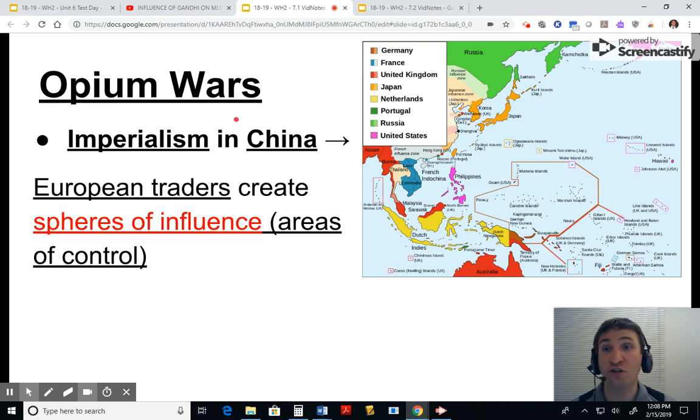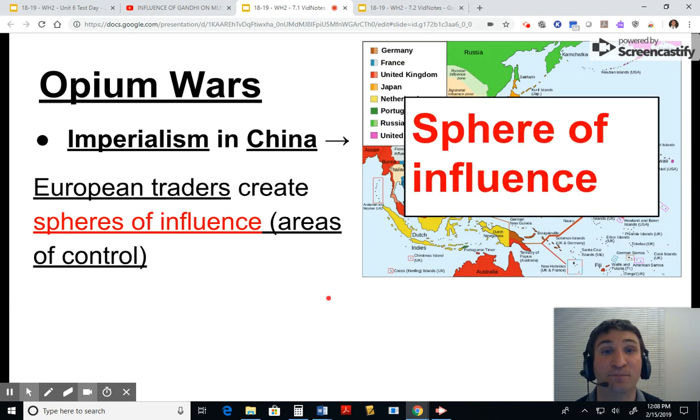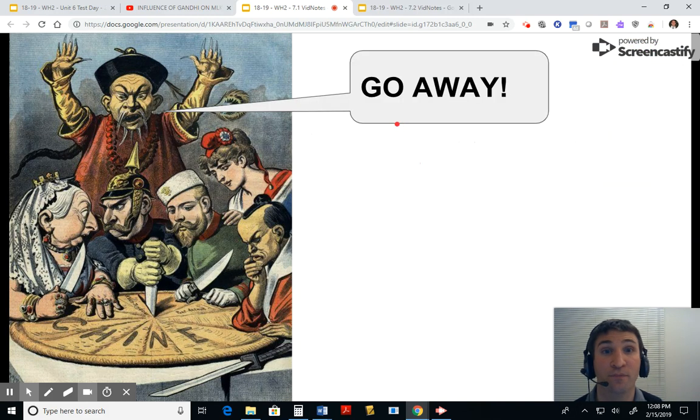The Opium Wars also cause imperialism in China. The European traders create spheres of influence, in other words, areas of control. So each color represents a different European country. In this case, we also have Japan and Russia here. They all want a piece of the Chinese trade pie in China. And those are all spheres of influence that these places have in China. The Chinese say, go away. We don't want your foreign influence.